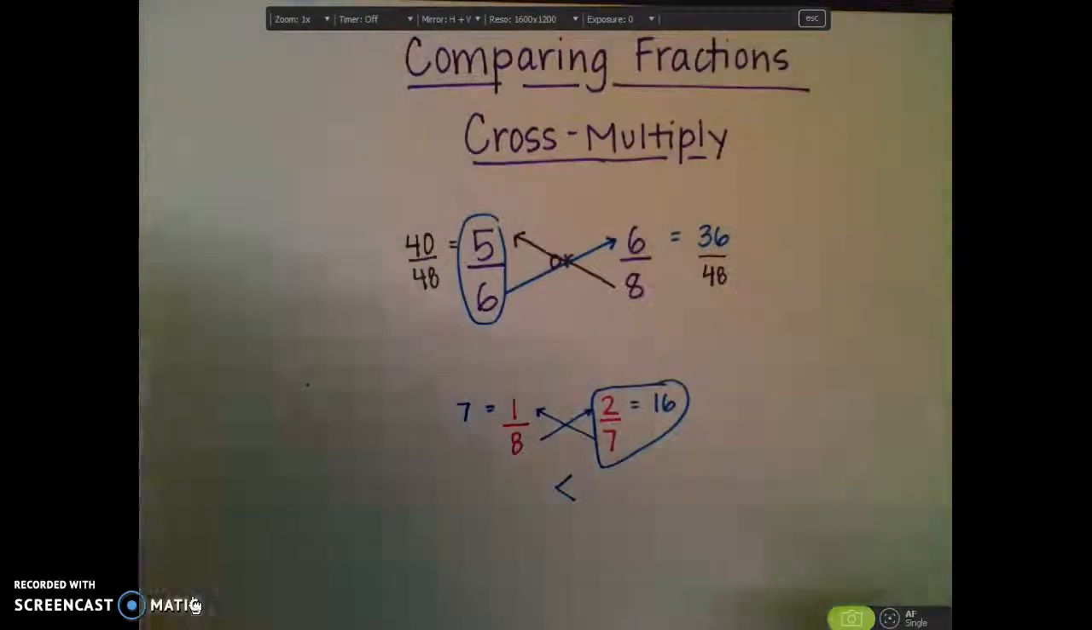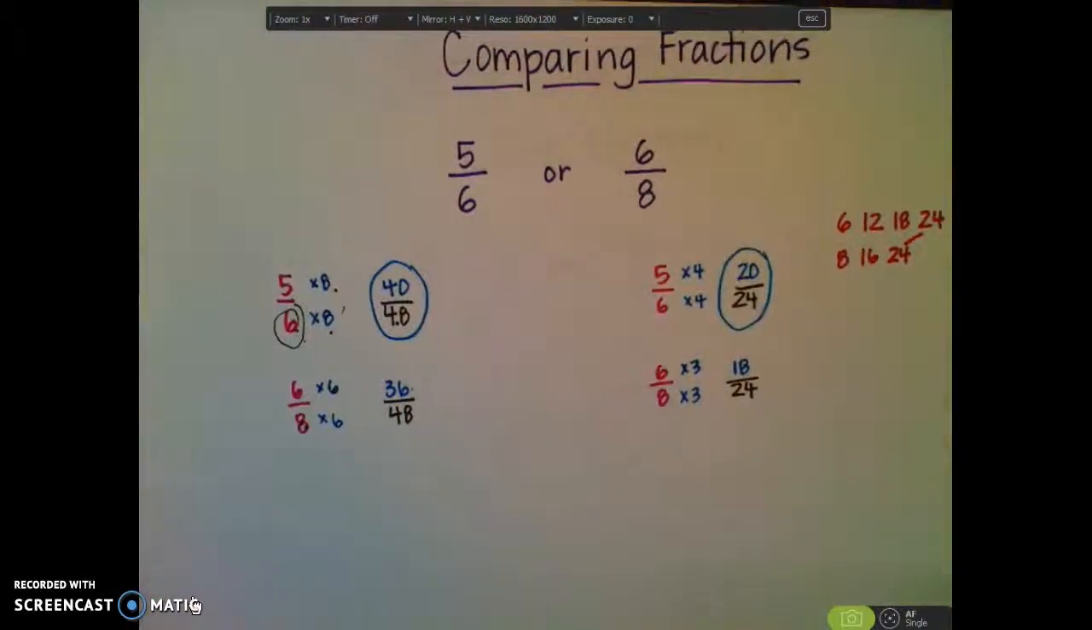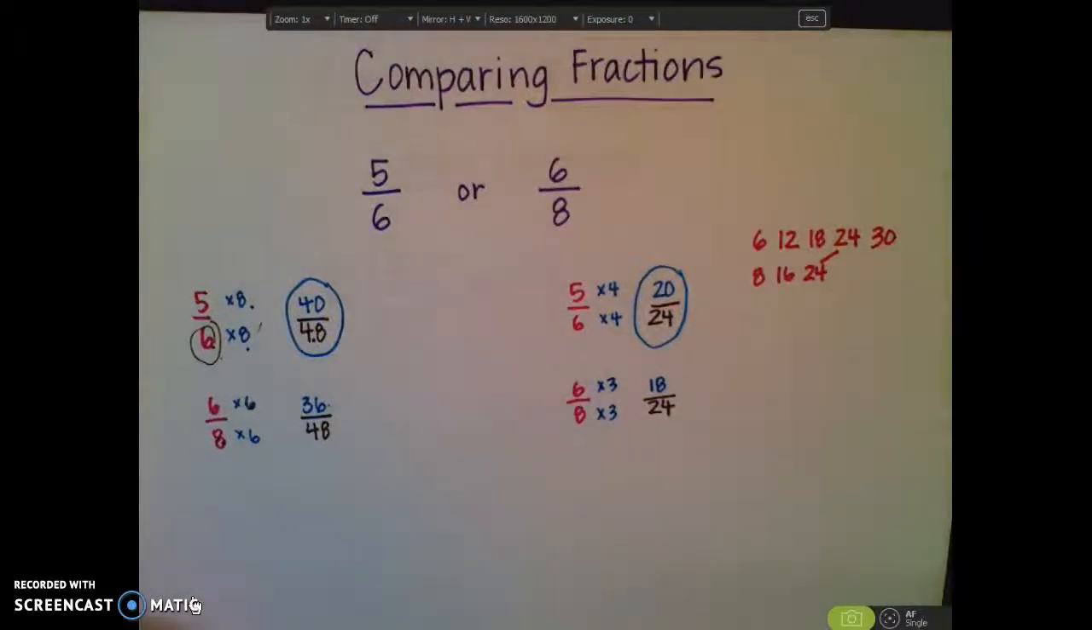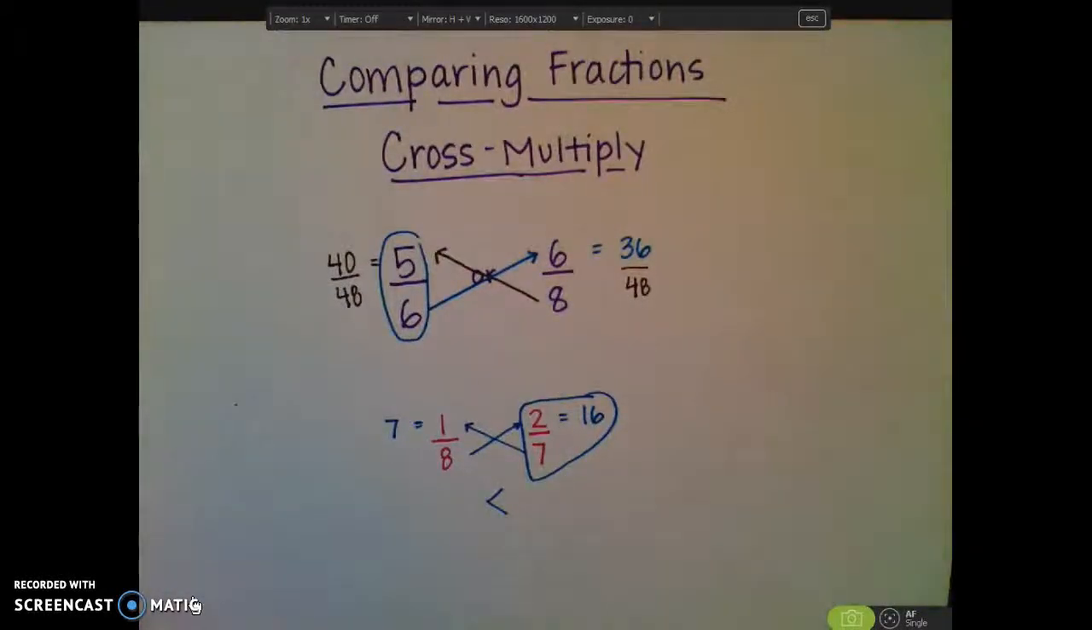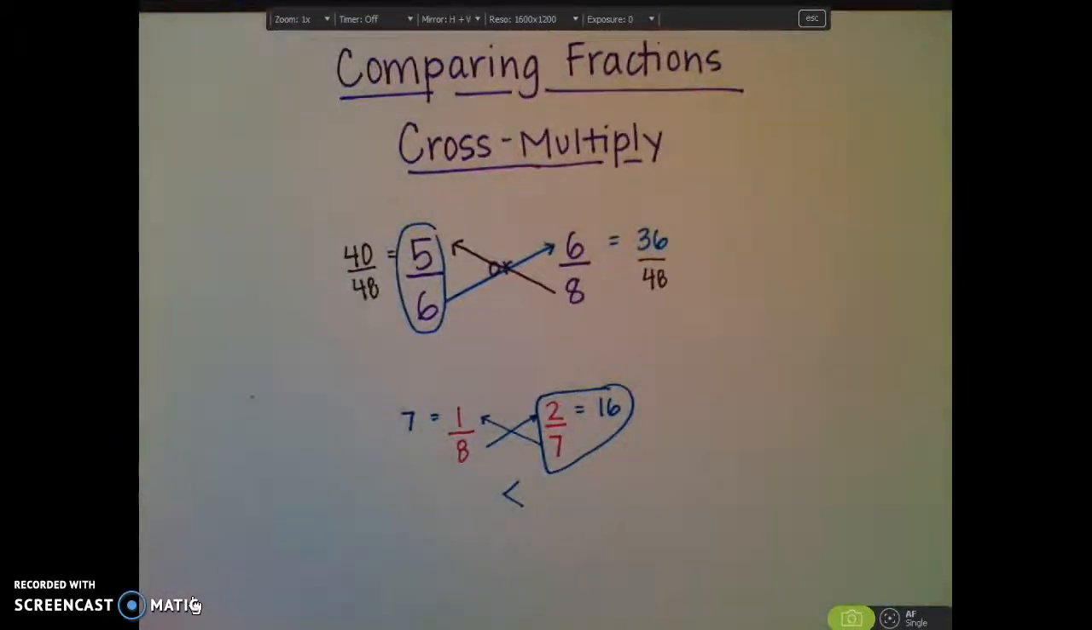But then the other way that you can also use to compare fractions is finding a common denominator, and we did that a lot with adding and subtracting fractions. But then a quick method is using a cross multiplication method.